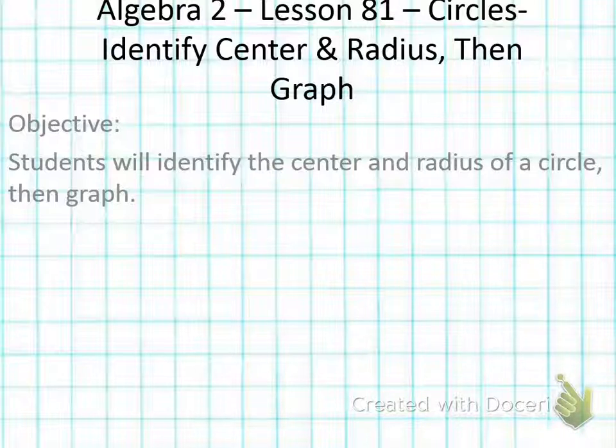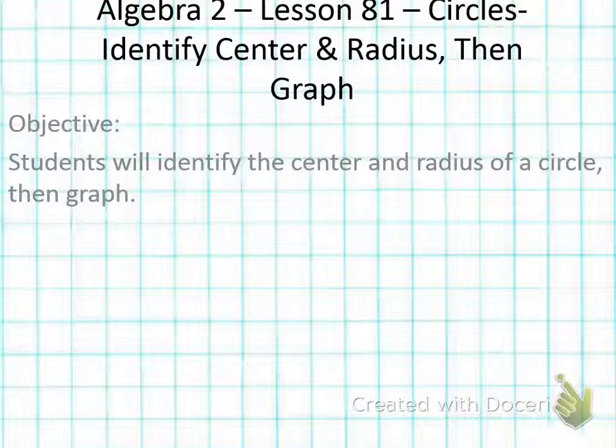And then we're going to do a project at the end where you're going to take a picture and draw the different equations. Okay? So, students will identify the center and radius of a circle, then graph. That's the goal today. 2 things. Identifying the center and radius, and then the second thing is graph. Those are the 2 things, okay?